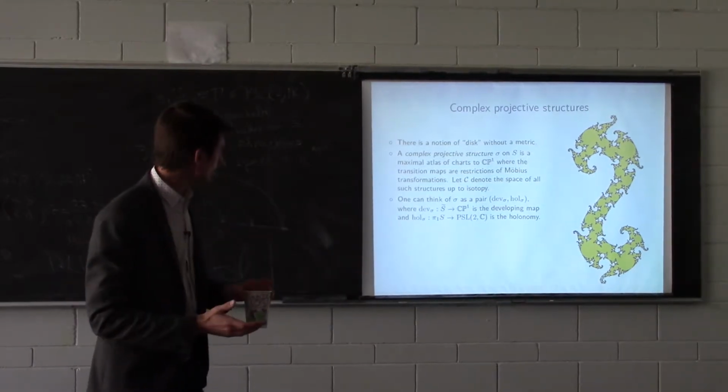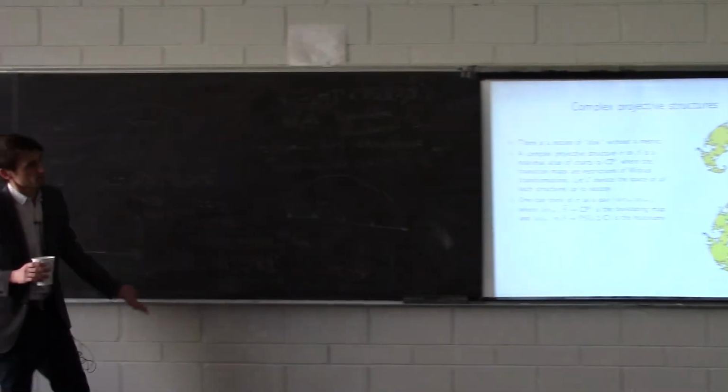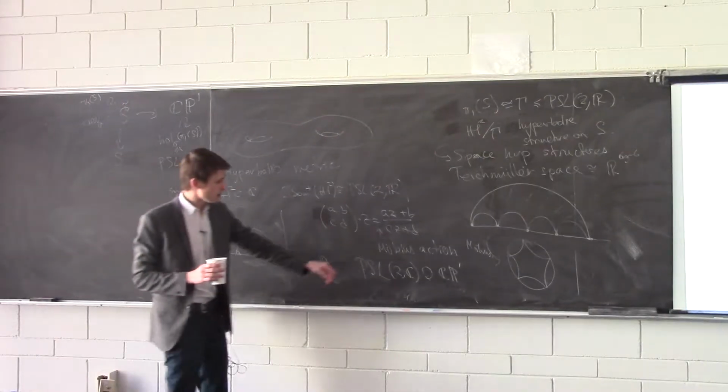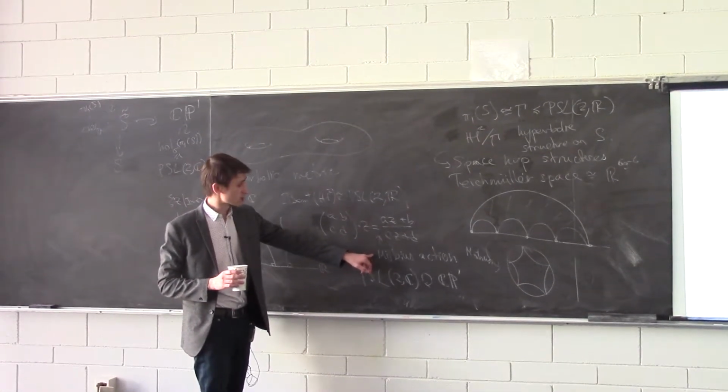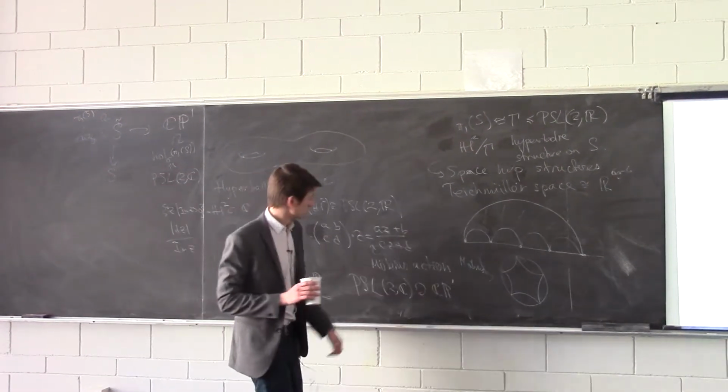But now, we can define circles in CP1. In CP1, circles are just the circles we're used to. Because, if you know something about Mobius transformations, they send circles to circles. They are in fact conformal.